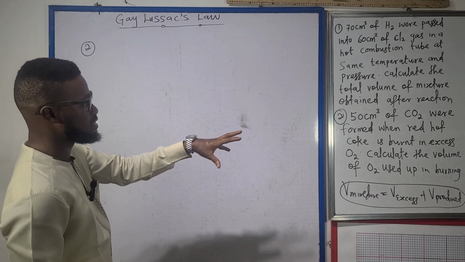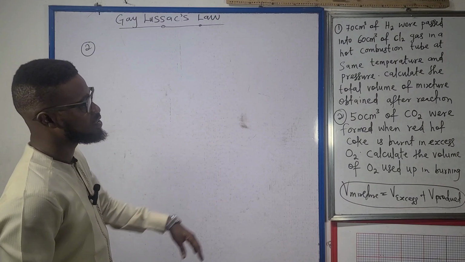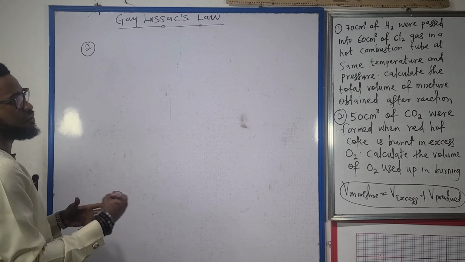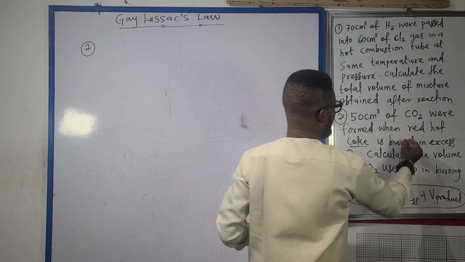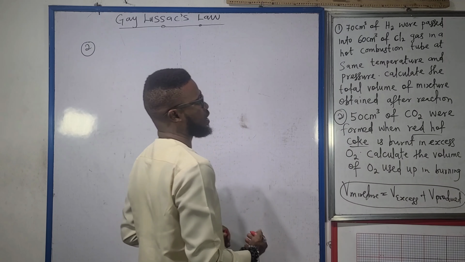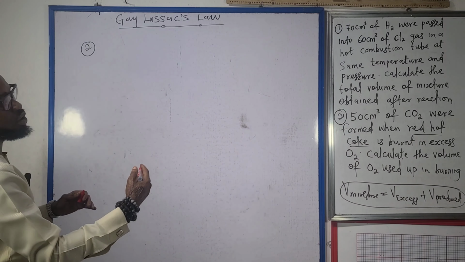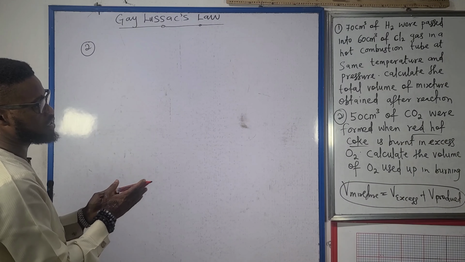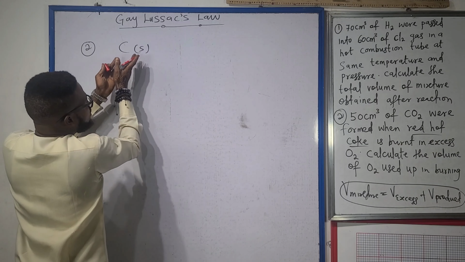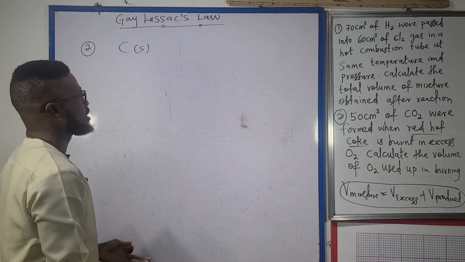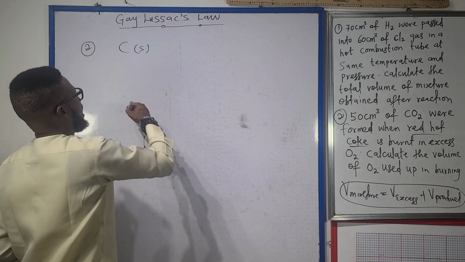Moving on, the second question states 50 cm³ of carbon dioxide were formed when red hot coke, that's carbon, is burnt in excess oxygen. Red hot coke here means carbon. So what this means is carbon, which is a solid, of course, cannot be involved in the volume ratio because it is not a gas.